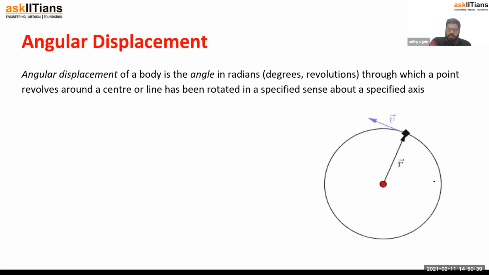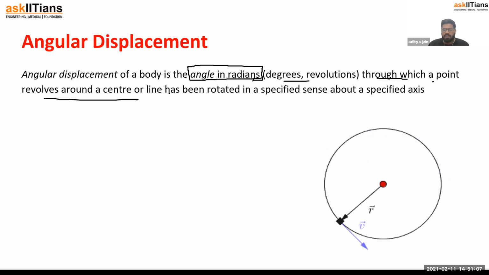So clear? Okay. Moving on to the next one, that is angular displacement. So what is angular displacement? Angular displacement is again concerned with angular position, or you can say angle. It is basically the angle between the initial and final position of any object rotating. Angular displacement of a body is the angle in radians through which a point revolves around the center, or a line has been rotated in a specified sense about a specified axis.